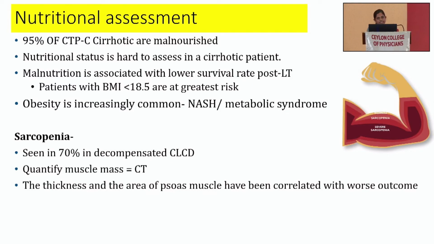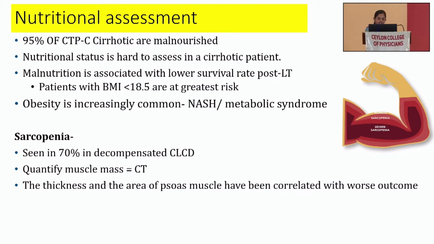Then a more important thing is nutritional assessment, because in cirrhotic end-stage liver disease, more than 95% of patients are malnourished because of poor intake, low palatability because of the low sodium diet, and poor absorption. Nutritional status is also hard to assess in a cirrhotic patient because of ascites and peripheral edema. We can't define whether the patient is malnourished or normal. Also, what they found is that malnutrition with a BMI of less than 18.5 is associated with poor survival outcome.